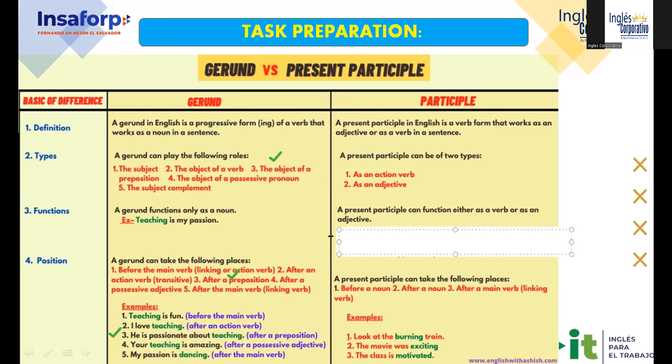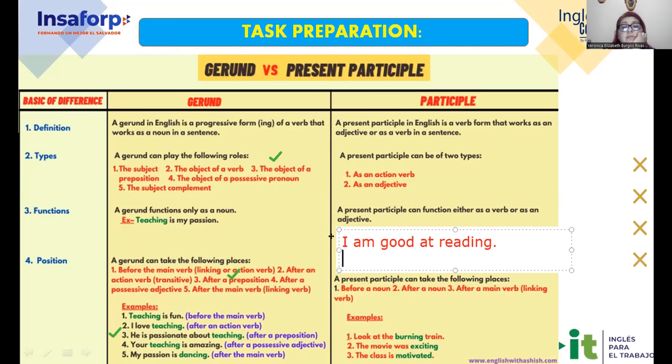So let's write an example. Good at reading. Soy bueno en qué cosa? Leyendo. En la lectura. Perfect. Okay, and bad at dancing. Swimming. Swimming. Okay, yes. ¿En qué soy malo? Nadando, en nadar. En nadar, ok, pero caemos en un participio. En natación, ¿verdad? En natación, ok, natación.